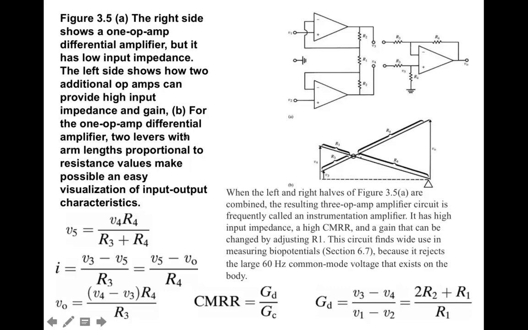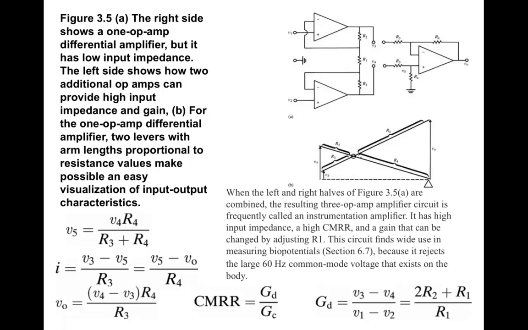So we use both of these circuits together, and basically the output voltage is given by V4 minus V3 times R4 over R3. So those can be found here. Here's V4, here's V3, here's R3 and R4. This is also R3. So when they're combined, you basically call this an instrumentation amplifier.